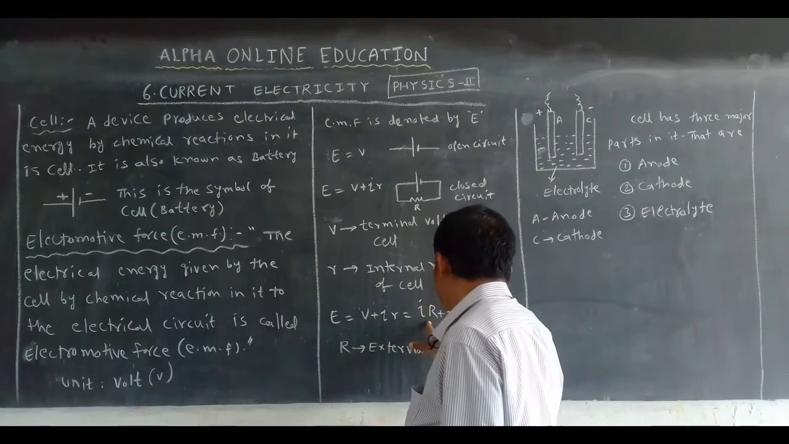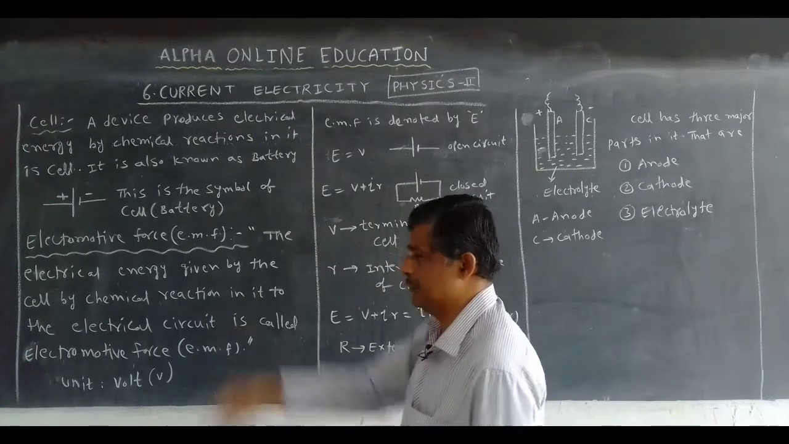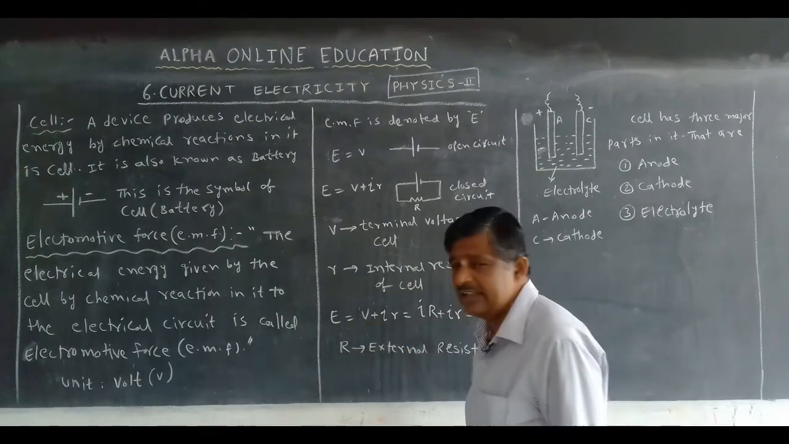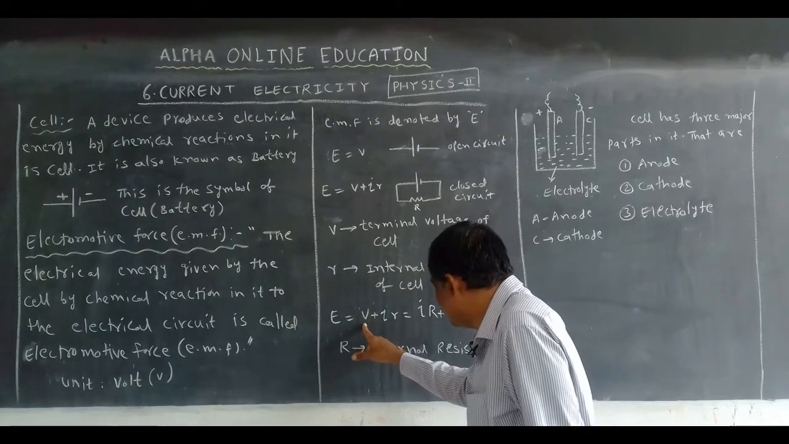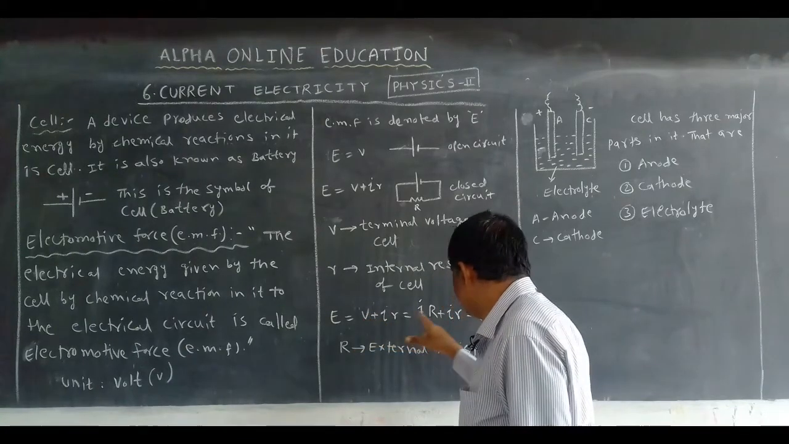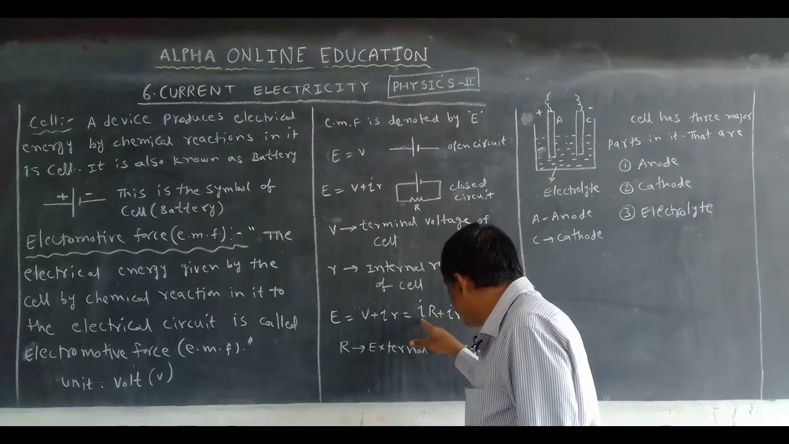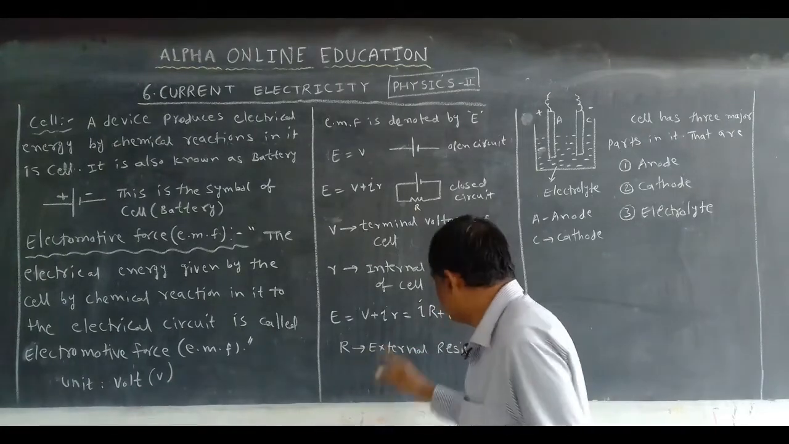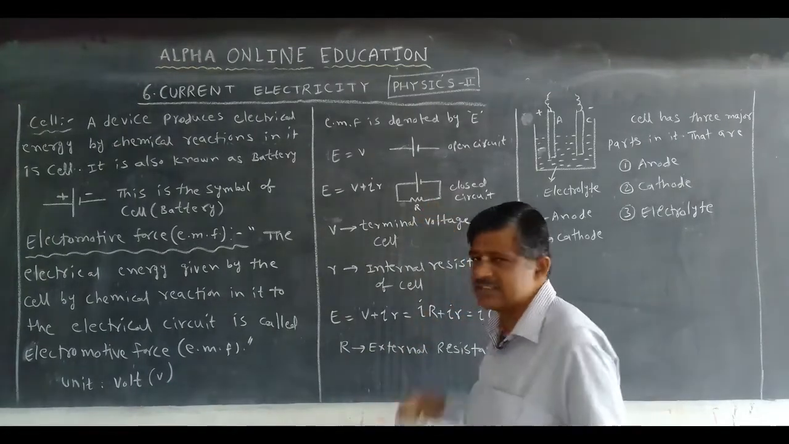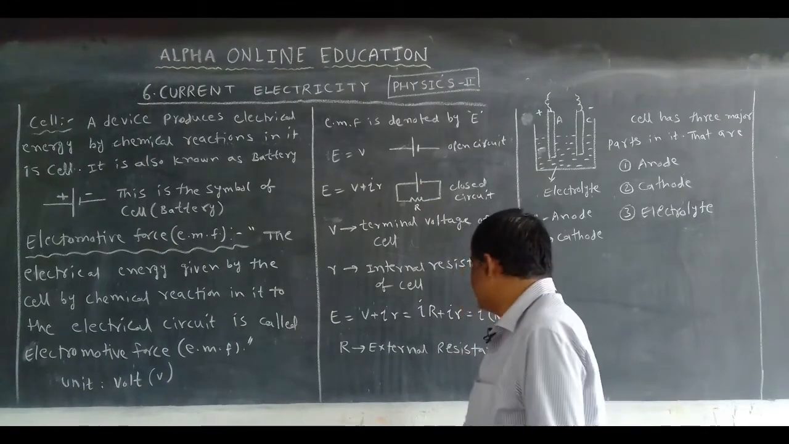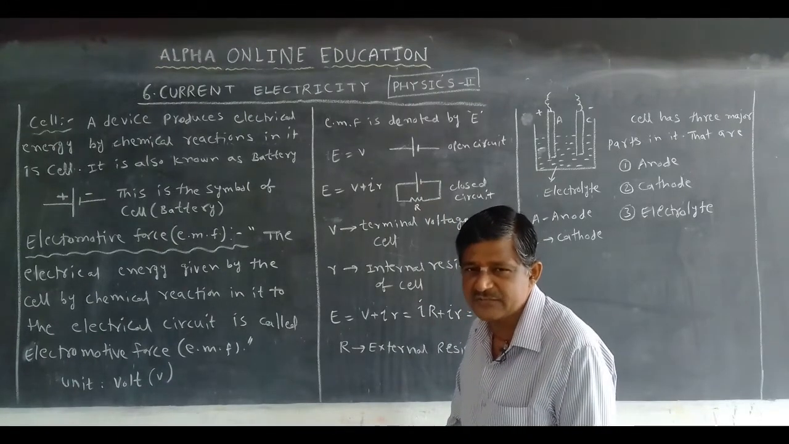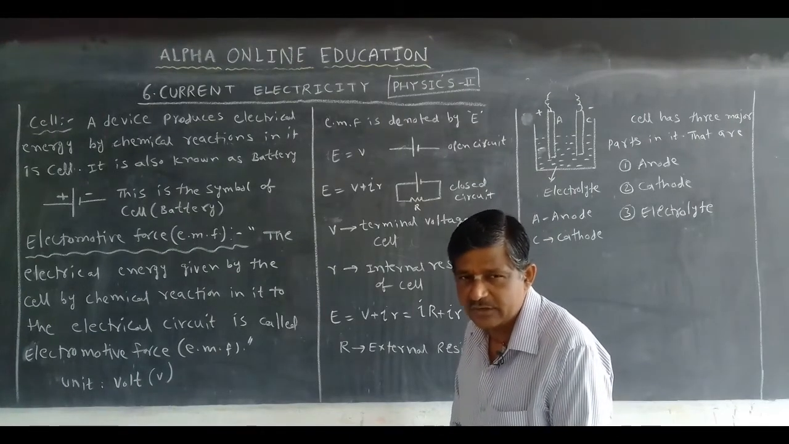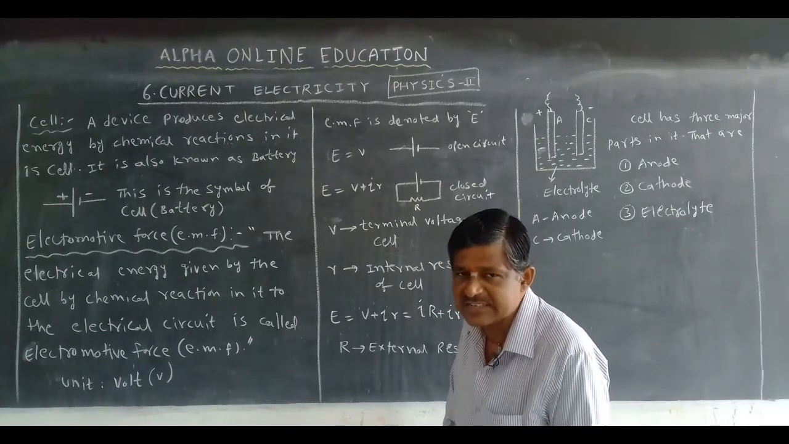V is equal to IR, we can write from Ohm's law. E is equal to V plus Ir. What is V? Terminal voltage. How much is the terminal voltage? Instead of V I take I times R from Ohm's law. But what is capital R? Capital R is the external resistance. Okay, these are the equations for the EMF of the cell. The EMF of the cell is E equal to V, or E equal to V plus Ir.